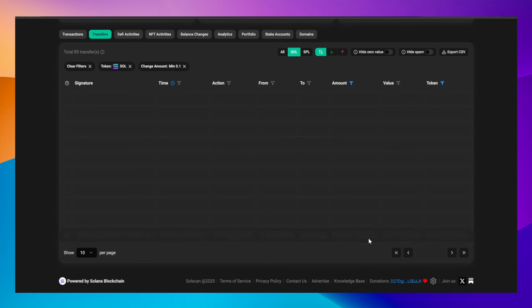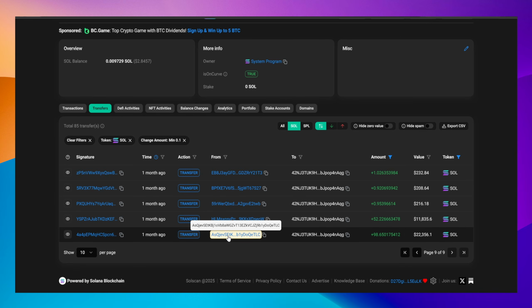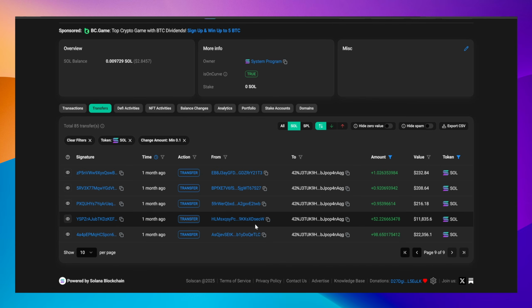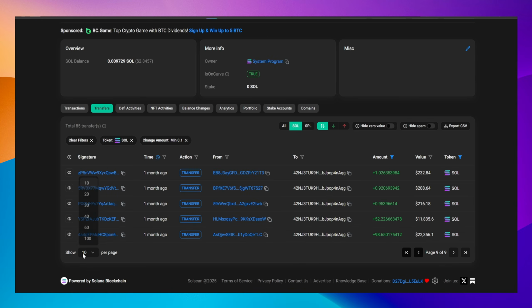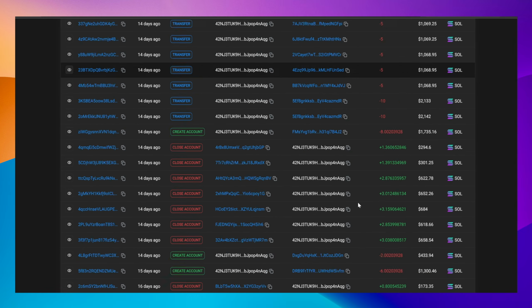First thing, we always check who funded this wallet. And as you can see, this wallet received $22,000, which is very, very weird. Let me increase the limits per page.